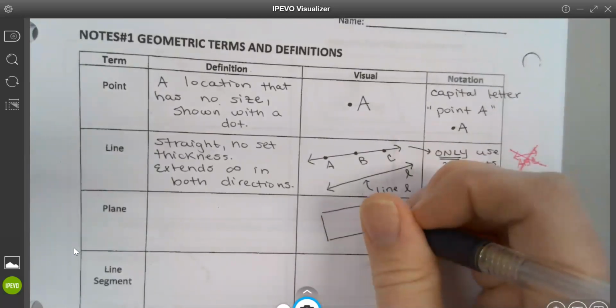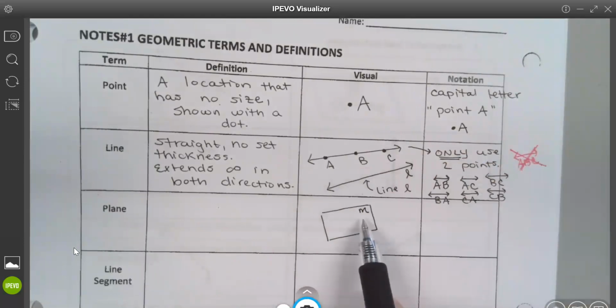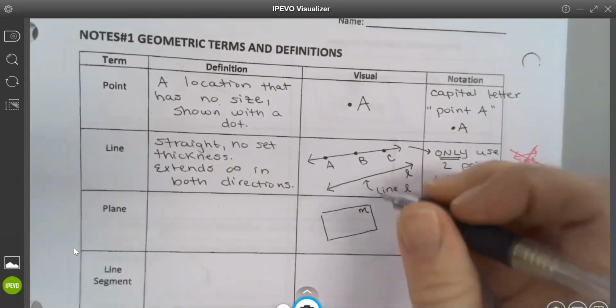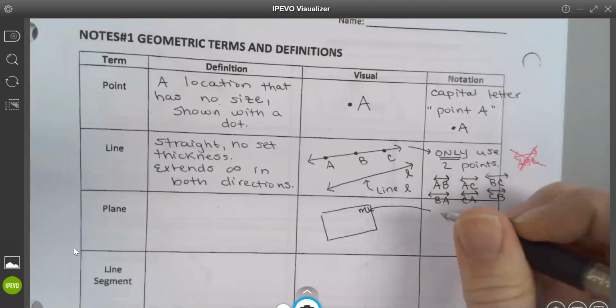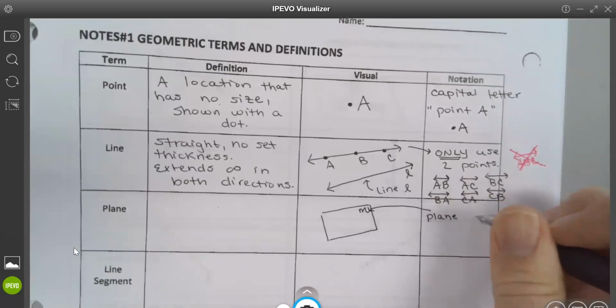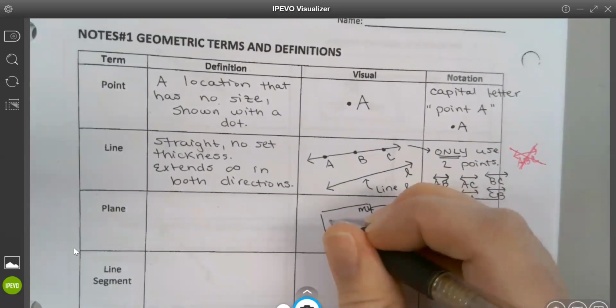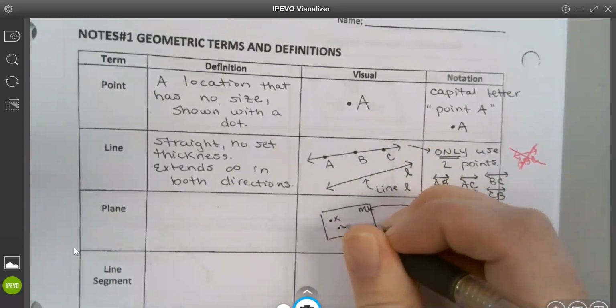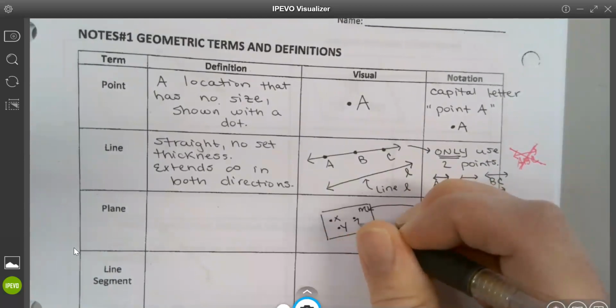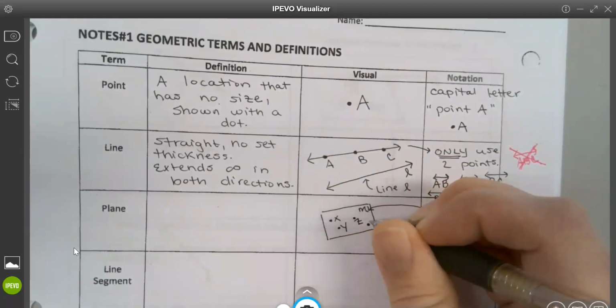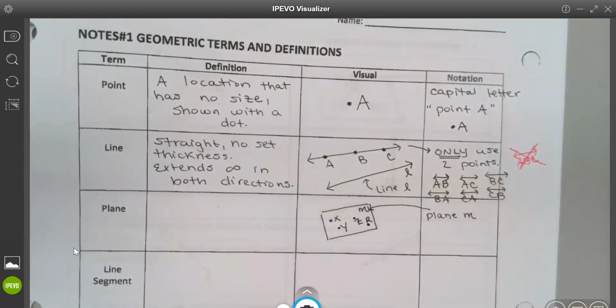So sometimes our plane is labeled with a cursive letter, and we use the word plane, and we say, well, that's plane M. That's one way that we label planes that we see. Or there's a few points: X, Y, Z, and I'll go crazy and put another point R on there. So there are points that live on this plane.